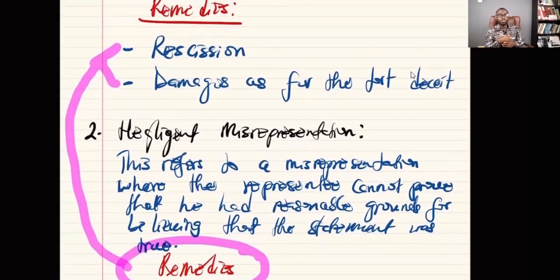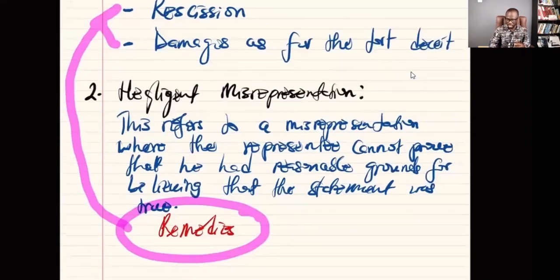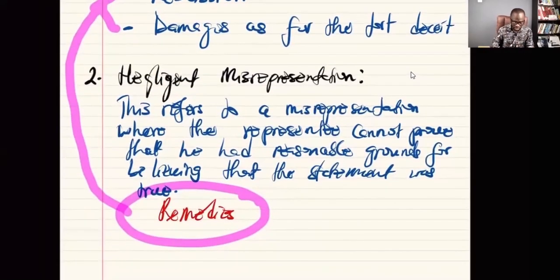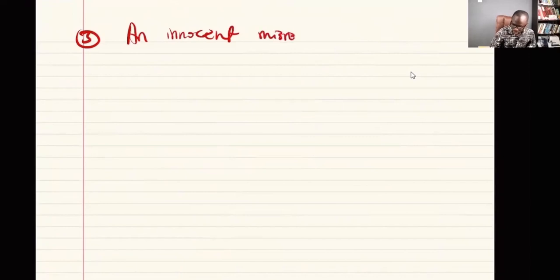The remedies available for negligent misrepresentation are just the same as what is available for fraudulent misrepresentation. It could be rescission, let it go, decline about it, go home, or damages as for the tort of deceit under negligent misrepresentation. So that is also the second one about that. Let's look at the last one, number 3, and that's going to be innocent misrepresentation. Now, this one is funny and it's very interesting.